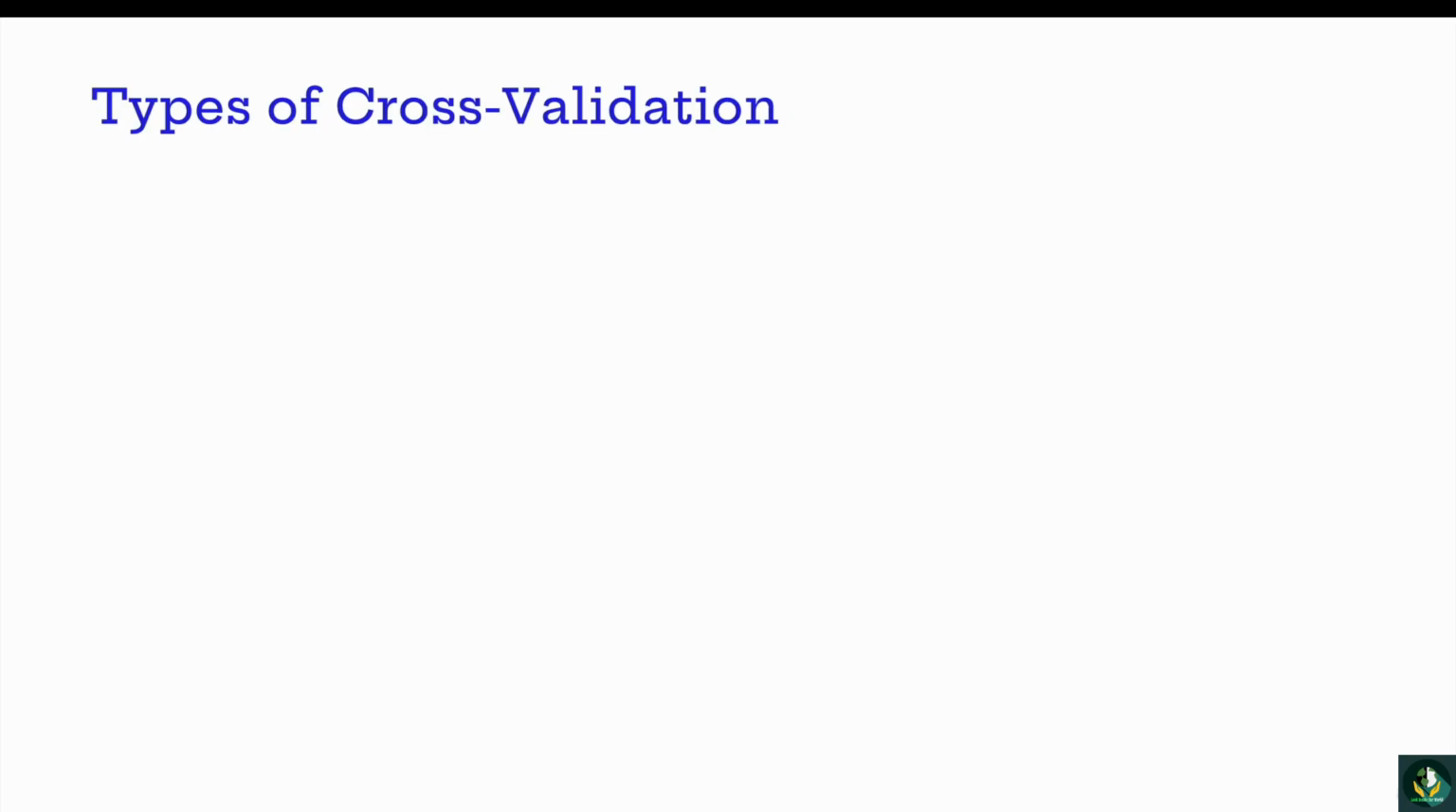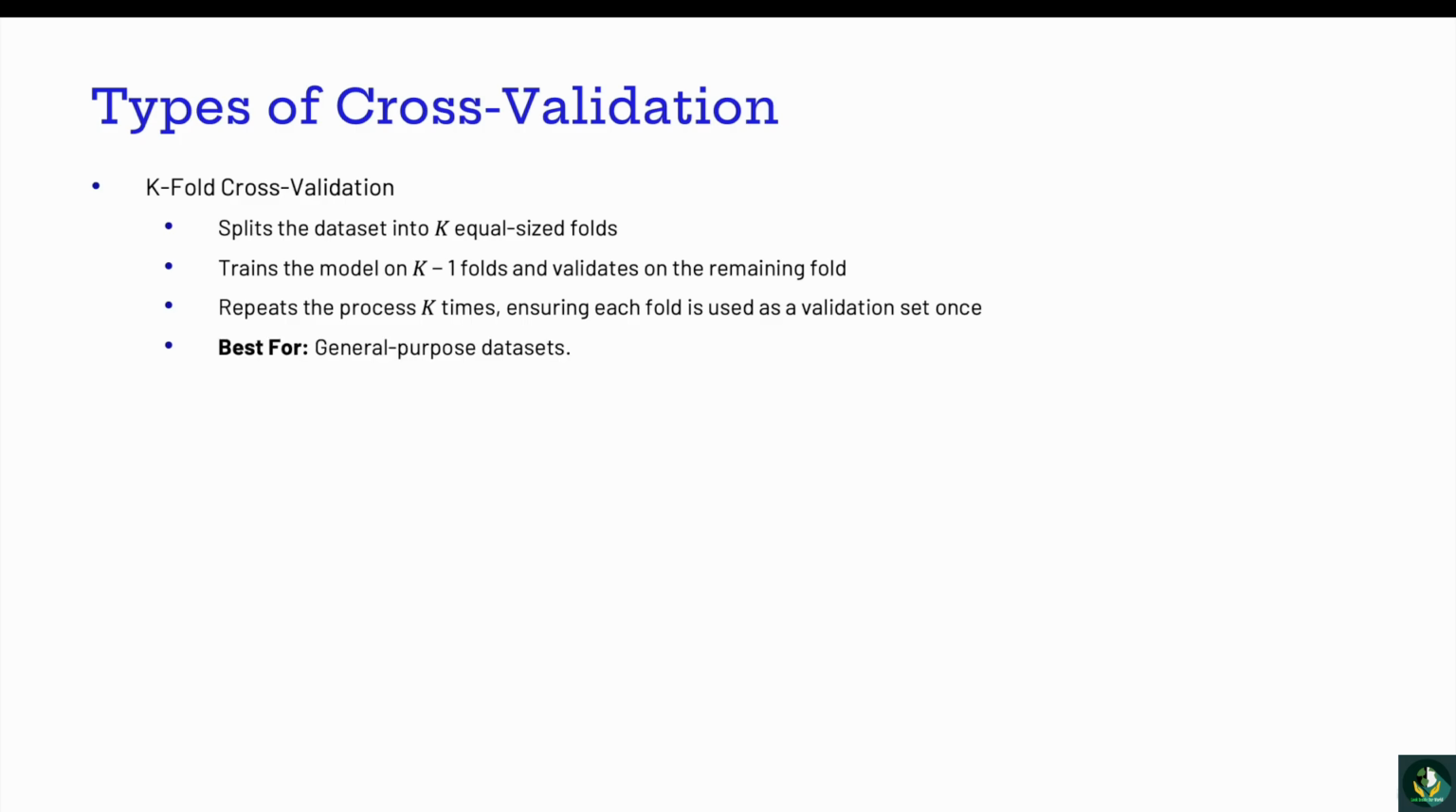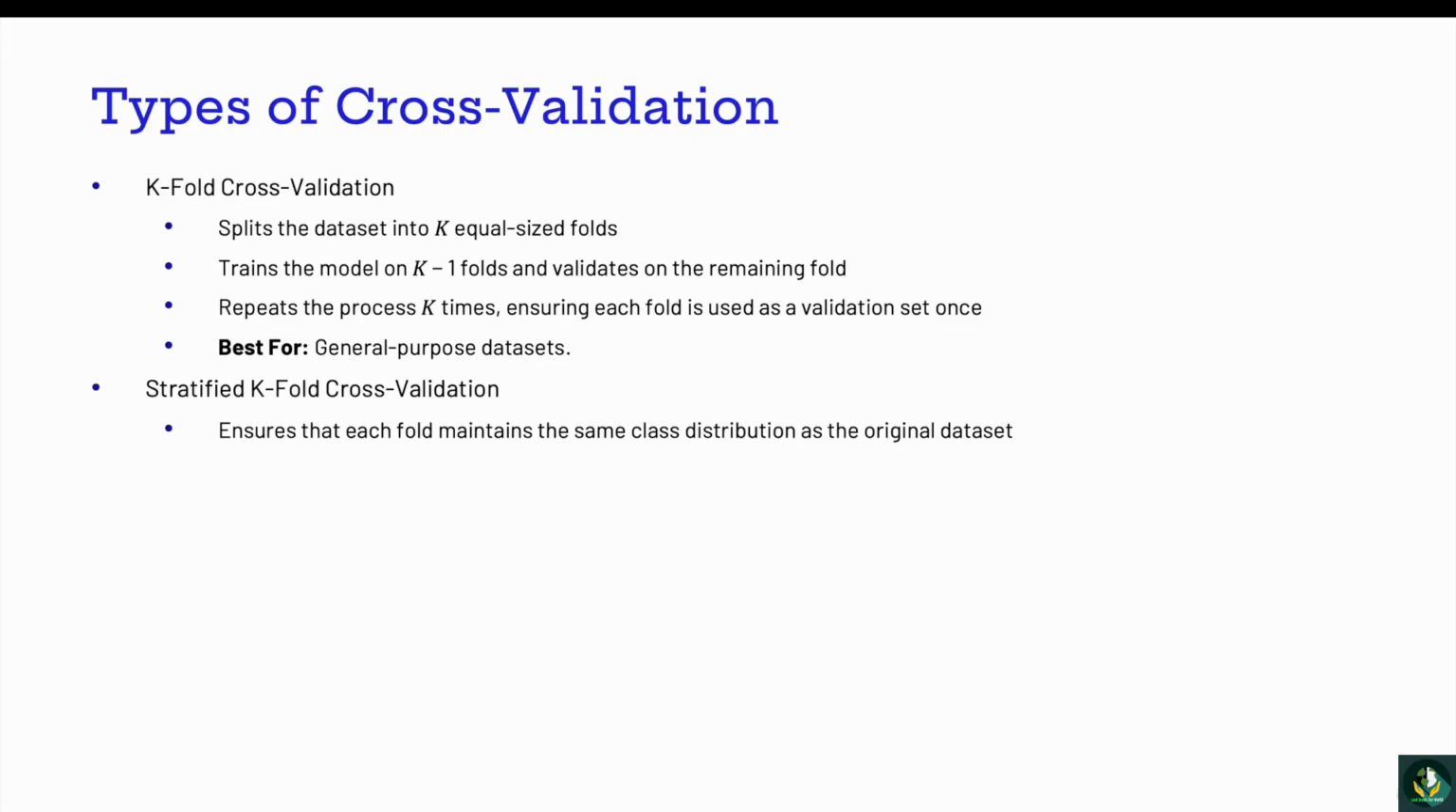Now let's talk about the types of cross validation. We have k-fold cross validation, which splits the dataset into k equal sized folds. Then it trains the model on k minus 1 folds and validates on the remaining fold. It repeats the process k times, ensuring each fold is used as a validation set once, and is best for general purpose datasets. Next, we have stratified k-fold cross validation, which ensures that each fold maintains the same class distribution as the original dataset. It's particularly useful for imbalanced datasets. It's best for classification tasks with imbalanced data.